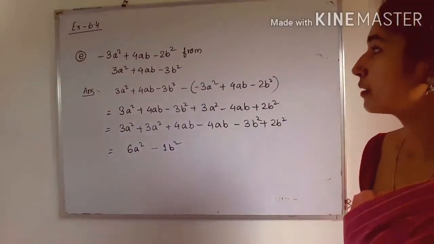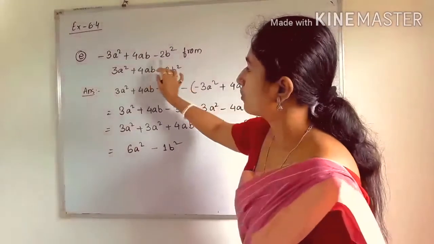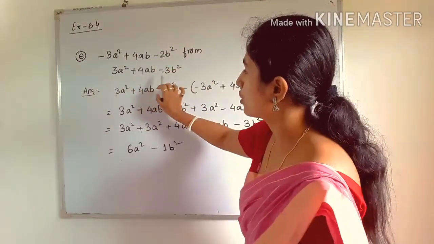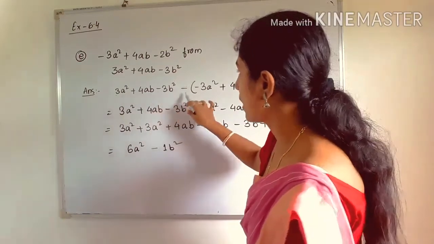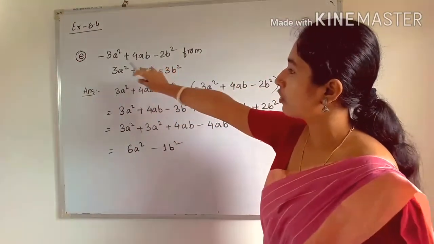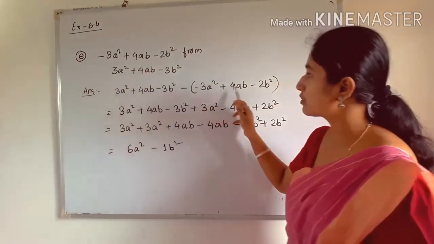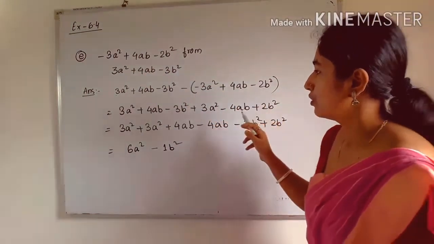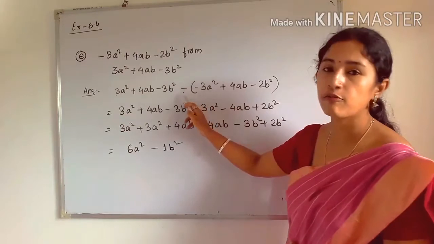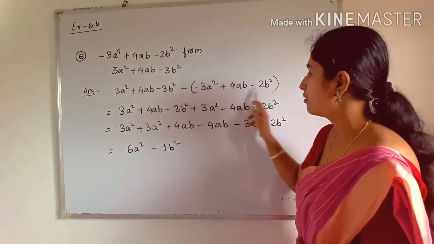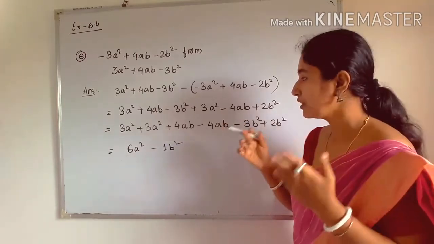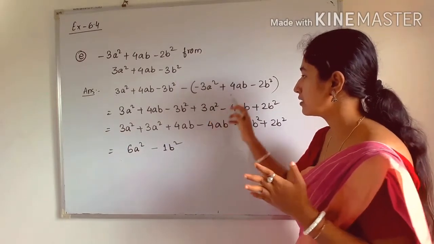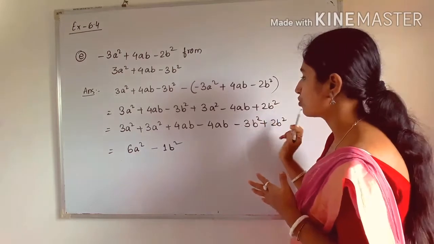So see, next is number E. Subtract this algebraic expression from this. So this you have to write first. Next is minus, inside the bracket you have to write minus 3a square plus 4ab minus 2b square. So as you can see, outside the bracket we have a minus symbol, so all the signs will get changed if you open the bracket. Okay, so this will be plus 3a square, this is minus 4ab, this is plus 2b square.